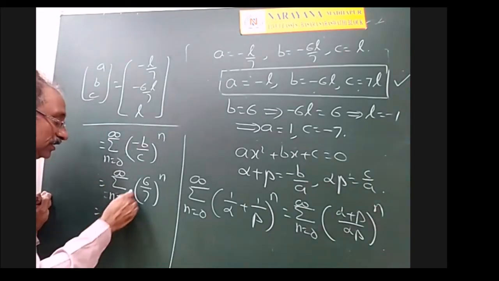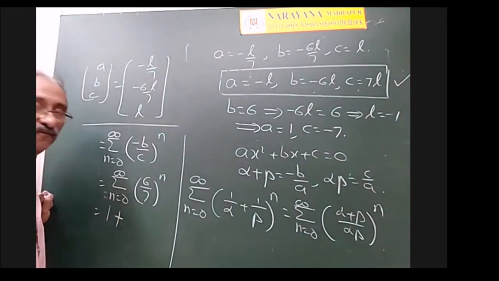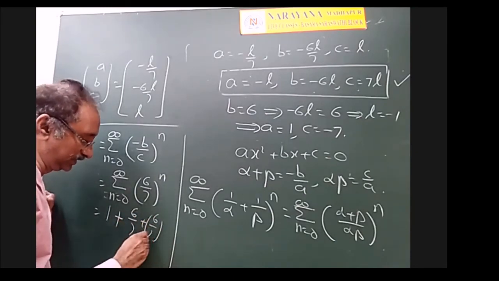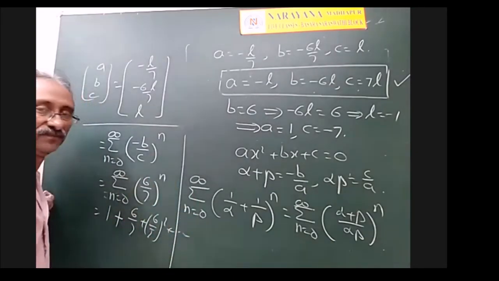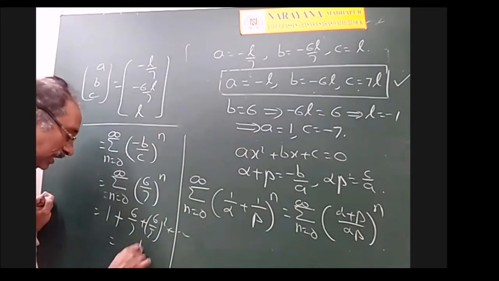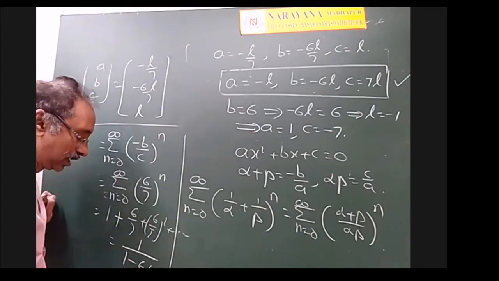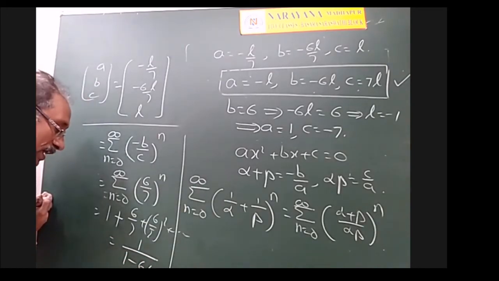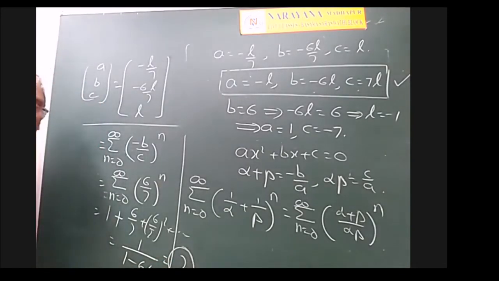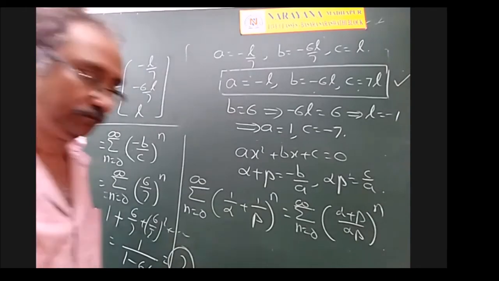And now substitute n is equal to 0. We will get first term 1, second term 6 by 7, third term 6 by 7 whole square. You can observe that this is an infinite GP. What is the formula for the sum of infinite terms of a GP? A by 1 minus R. So 1 by 1 minus 6 by 7, that is 1 by 1 by 7. So finally, the value of the sum is 7. Right on.